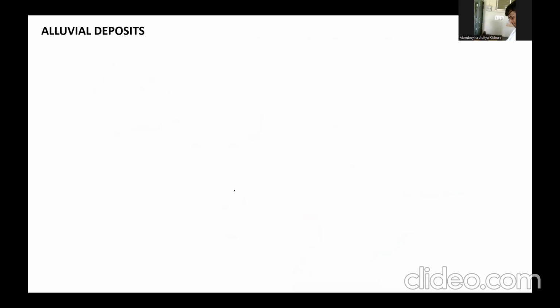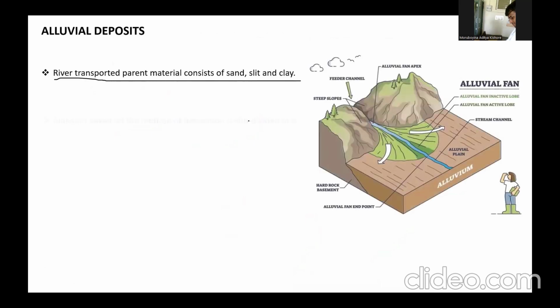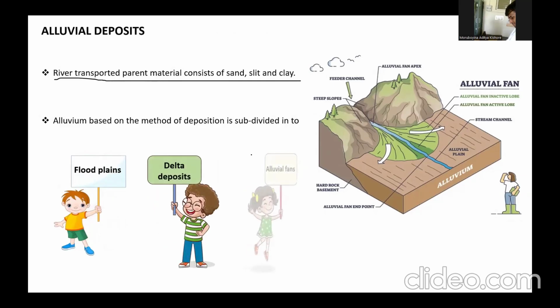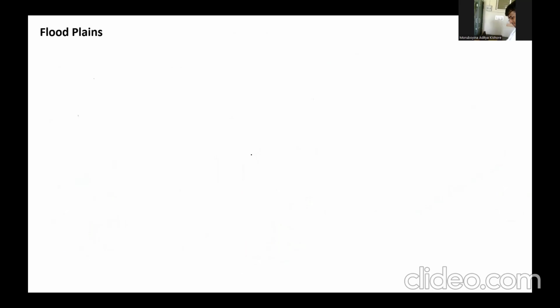So alluvium deposits. These deposits are brought by the river. They are transported sediments consisting of sand, silt and clay, mostly brought by the river, just like this. Based on the method of deposition, alluvium is again subdivided into floodplains, delta deposits, and alluvial fans. Now let us discuss these three subdivisions of alluvial deposits in depth.